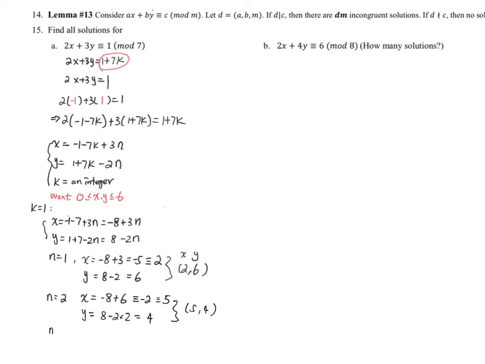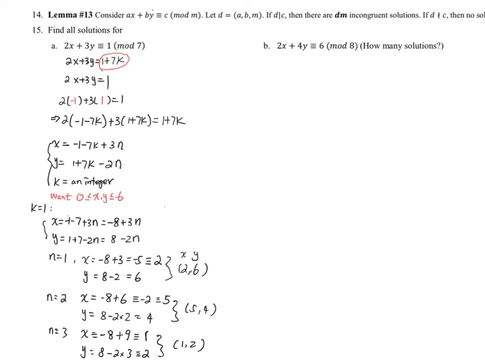When n is 3, x is congruent to negative 8 plus 3 times 3, which is 9. So this is congruent to 1, right? And for y, it's going to be 8 minus 2 times 3, which is 6. So 8 minus 6 is 2. Therefore, your next solution is 1 and 2.